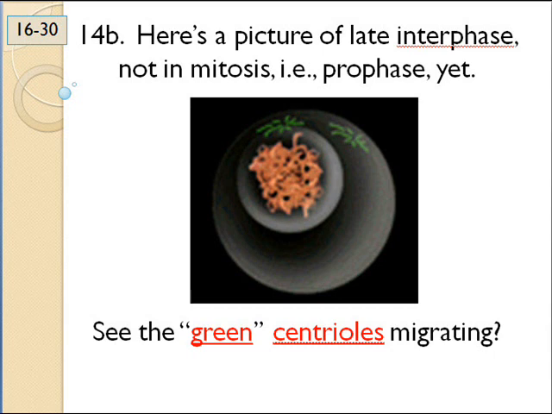I cannot yet see individual chromosomes. That tells me I'm not in prophase yet. If I can see the chromosomes, I'm in prophase. But right now, I see a thickening, but I can't tell one block of stuff from another block. You will later on. Is that late interphase? Okay, late interphase. What now? Late interphase? It's late interphase.